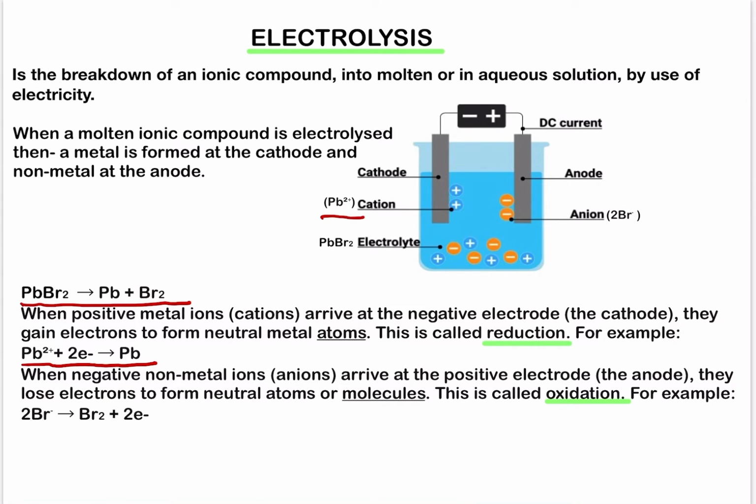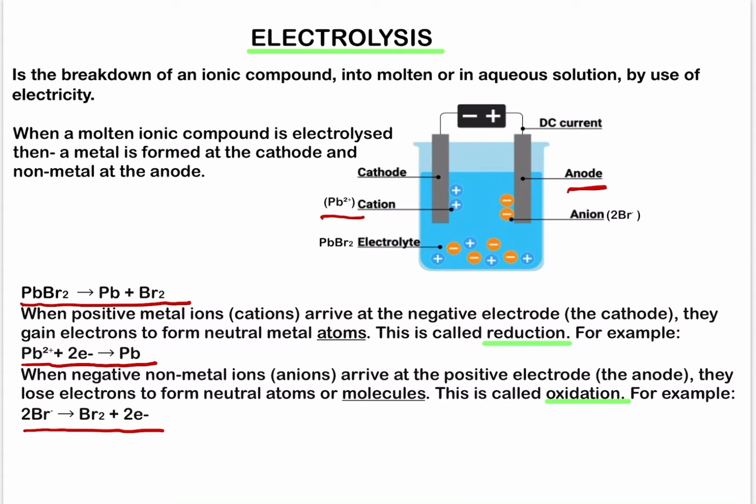And at the anode, the negatively charged ions move to the positive electrode during electrolysis, and they lose electrons and are oxidized. Here the non-metal ion, bromine, is an anion, so it goes to the positive electrode, the anode, and loses electrons to form neutral atoms or molecules. We call that oxidation, and the substance is oxidized. So this is how the whole process takes place, and this is the equation.